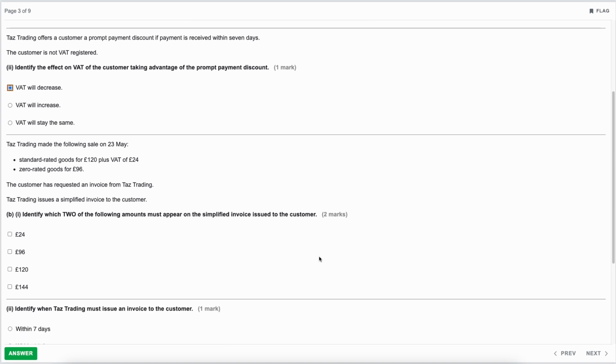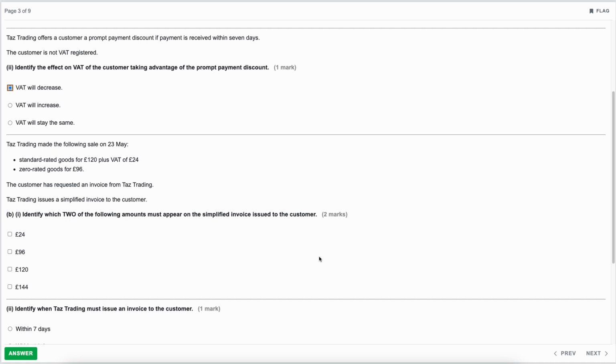Moving down, Tas Trading made the following sale on the 23rd of May. Standard rated goods for £120 plus VAT of £24 and zero rated goods for £96. The customer has requested an invoice from Tas Trading. Tas Trading issues a simplified invoice to the customer. Part B, identify which 2 of the following amounts must appear on the simplified invoice issued to the customer for 2 marks. So obviously 1 mark for each correct answer. So we've got 4 options here.